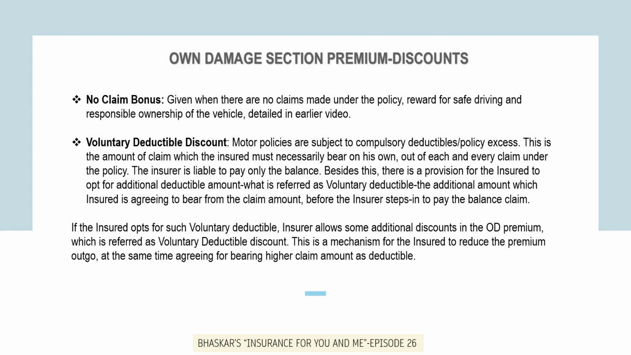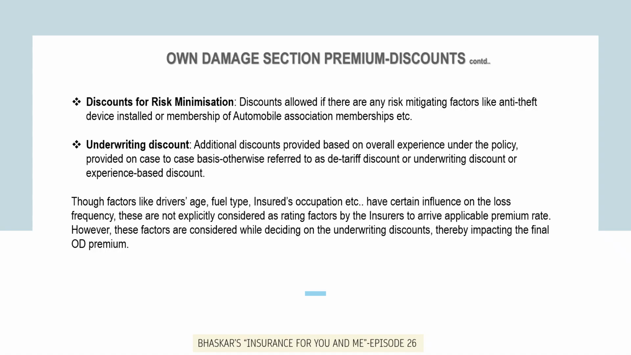The next one is discount for risk minimization. If there are any risk mitigating factors like anti-theft device installed or membership of automobile associations, etc., the insureds are allowed some additional discount on the premium. The other kind of discount is what is known as underwriting discount. These are additional discounts based on the overall experience under the policy, which is provided on a case-to-case basis and referred to as D-tariff discount or underwriting discount or experience-based discount.